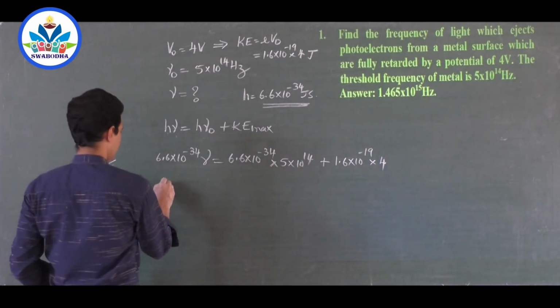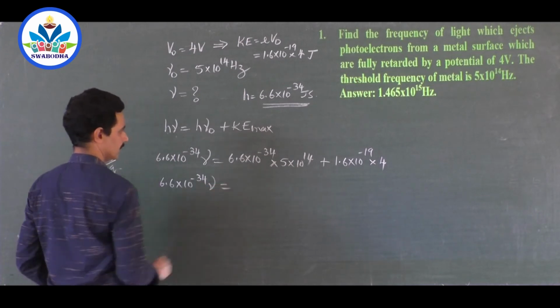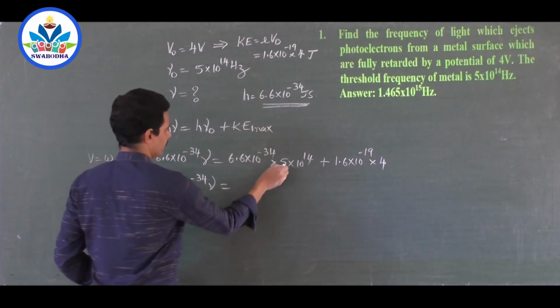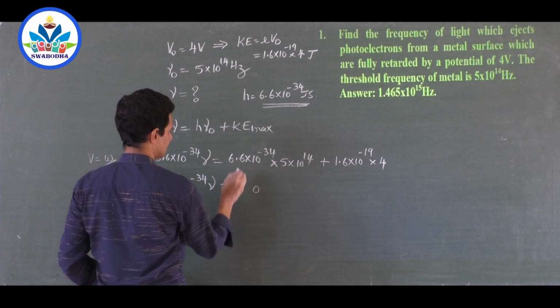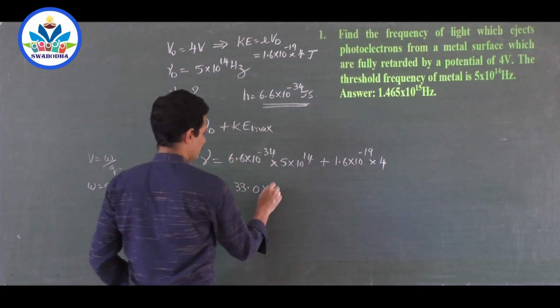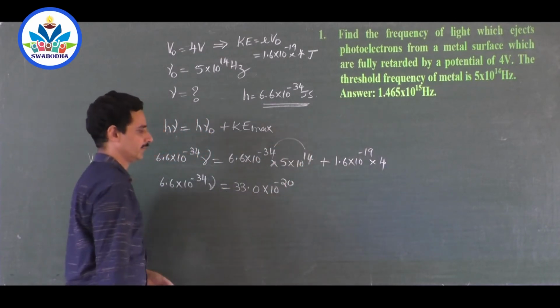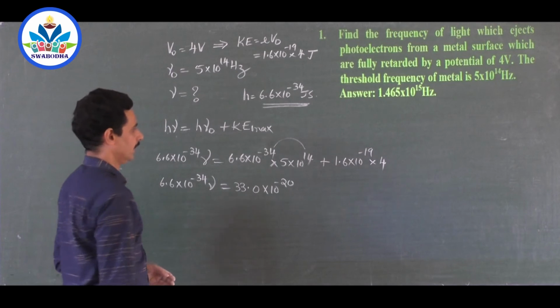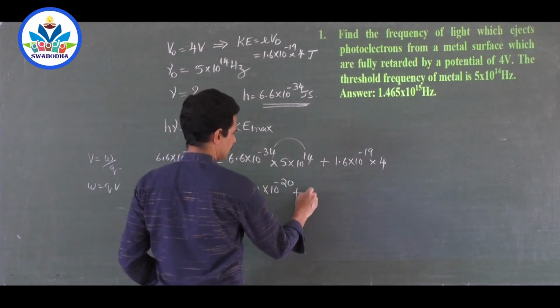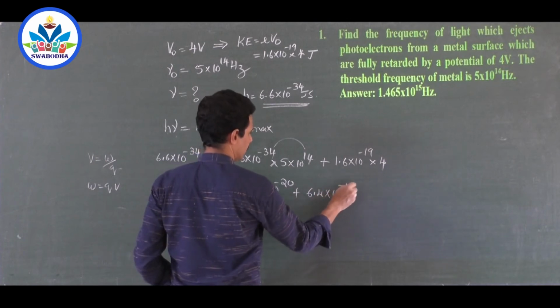Okay, 6.6 into 10 to the power minus 34 into nu is equal to... I think I can multiply this: 5 into 6, 30, 33, 10 to the power minus 20, correct? Minus 34 plus 14 is minus 20, plus 6.4 into 10 to the power minus 19.